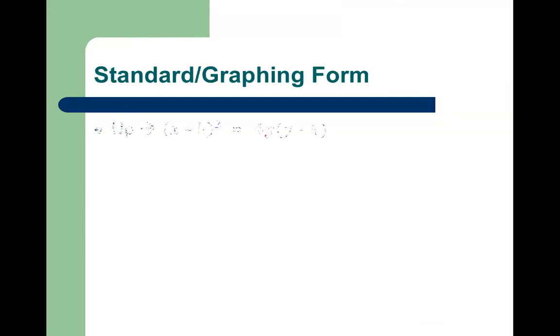Okay, so standard or graphing form. If it opens up, this is what we're looking at. x minus h squared equals 4p times y minus k. So the p, that shortest distance, is in there. h and k are your vertex.